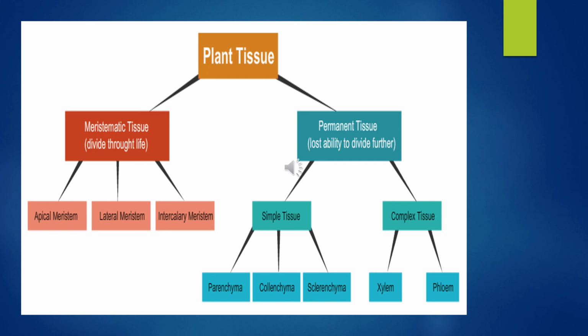This flowchart tells you how plant tissues are differentiated according to their location and function. Plant tissue can be broadly classified into meristematic tissue and permanent tissue. Meristematic tissue is further divided into apical meristem, lateral meristem, and intercalary meristem. Permanent tissues can be divided into simple and complex tissue. Simple tissues are of three types: parenchyma, collenchyma, and sclerenchyma. Complex tissues are bifurcated into two types: xylem and phloem.